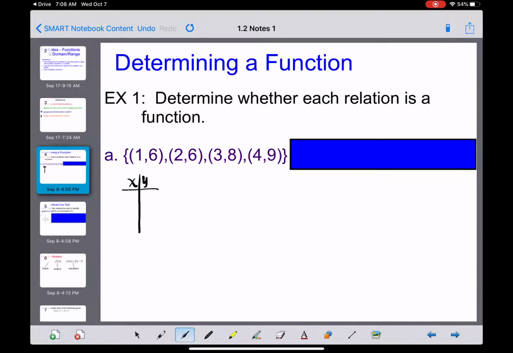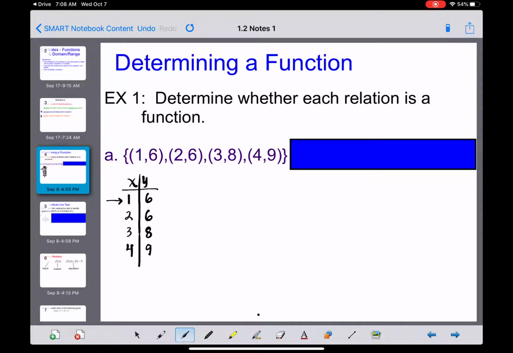If I took these points, I'll do it on the first one. My input is 1, my output is 6. My next input is 2, my output is 6. We have 3 and 8, and we have 4 and 9. So if you prefer a table, you can definitely look at that. But what you're looking at are your x values. For every input x value, do you have exactly one output? For this first one, 1, do you only have one output? And that output for the first one is 6. So if you have another 1 in the x column, it must give you a 6 out. Well, I don't see any other ones, so I'm good there.